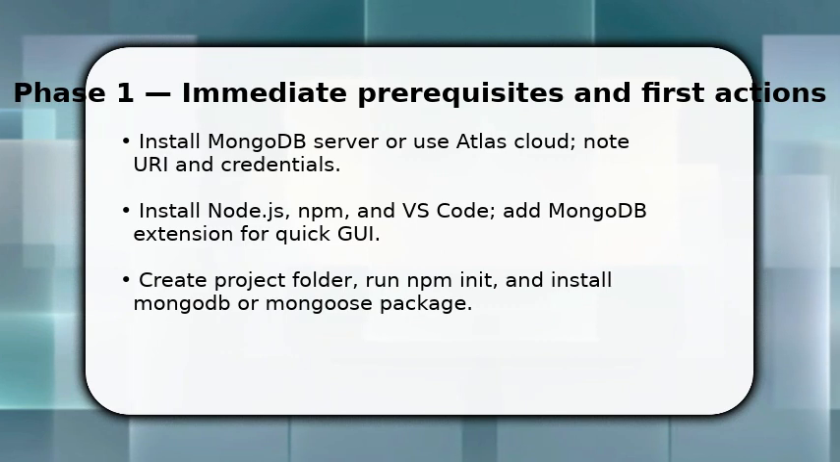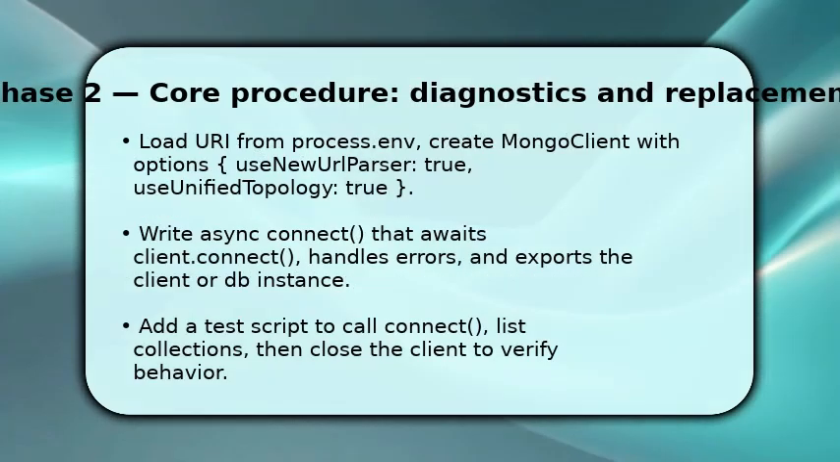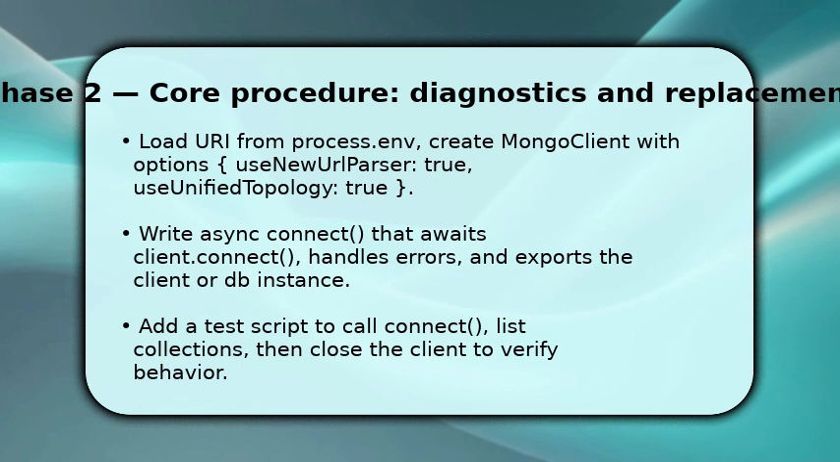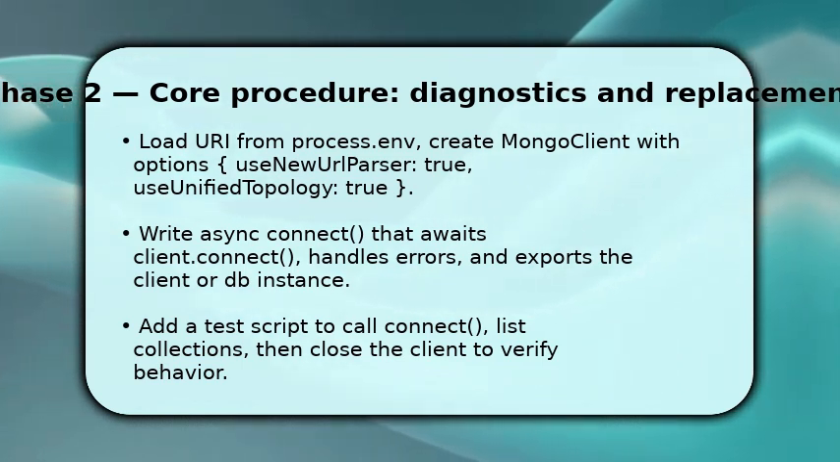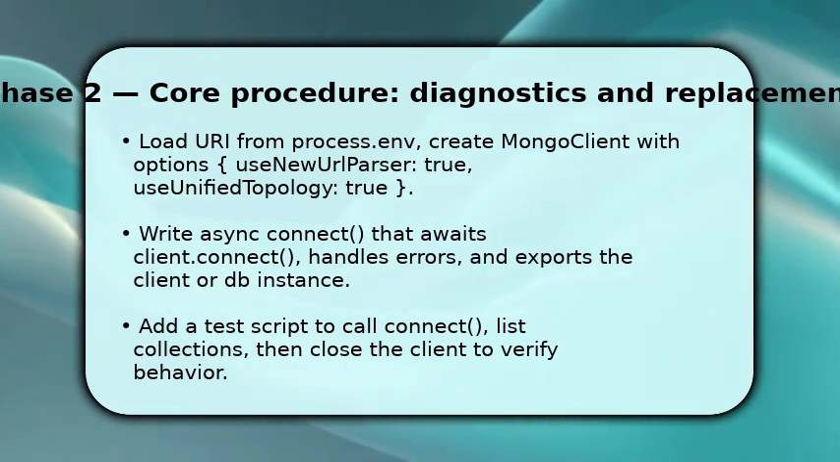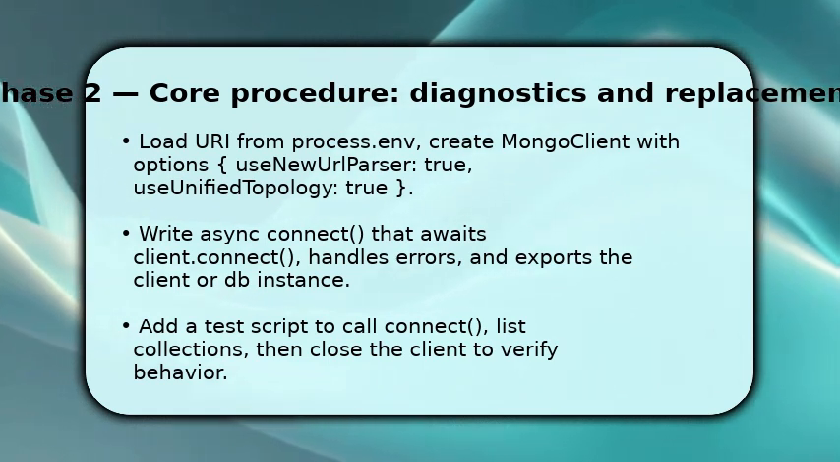Now implement the how and why in db.js. Load process.env.MONGO_URI so credentials stay separate, then create a Mongo client using options for stable topology. You write an async connect function that awaits client.connect and returns client.db with the database name. This pattern prevents repeated connections and lets you reuse one pool.